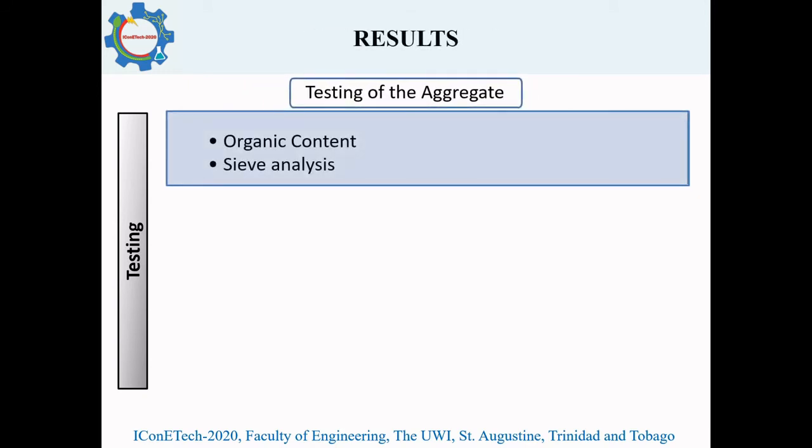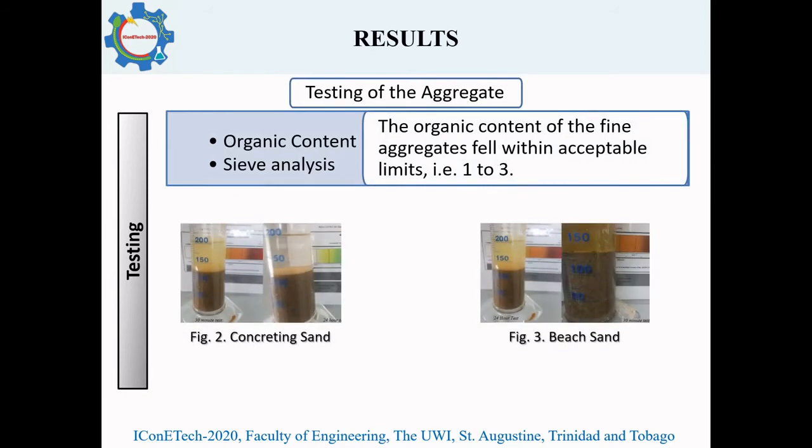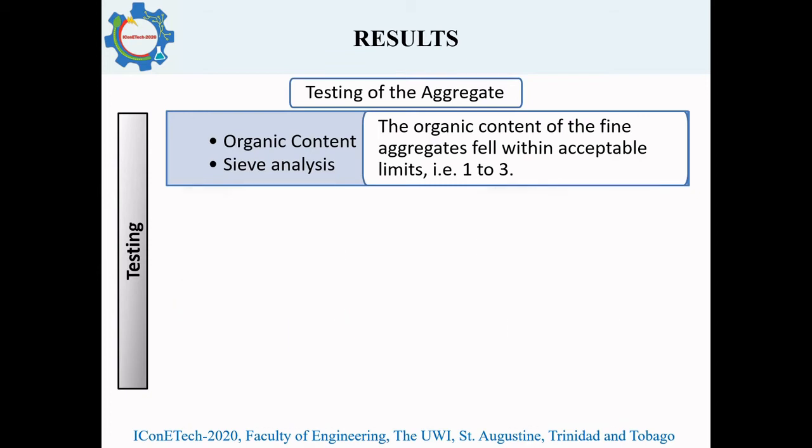Looking at the organic content, we see that the organic content of both the concreting sand and the beach sand were in the color range of 1 and 2 respectively. This falls well within the acceptable range of 1 to 3, indicating that beach sand is suitable as a fine aggregate based on its organic content.